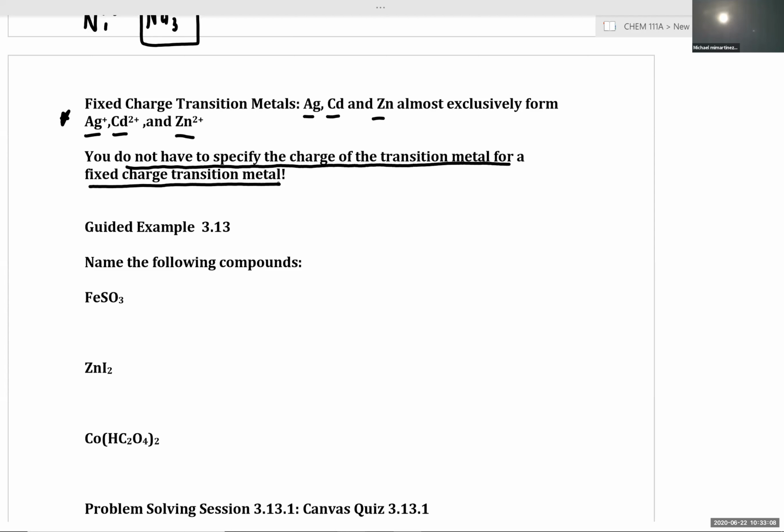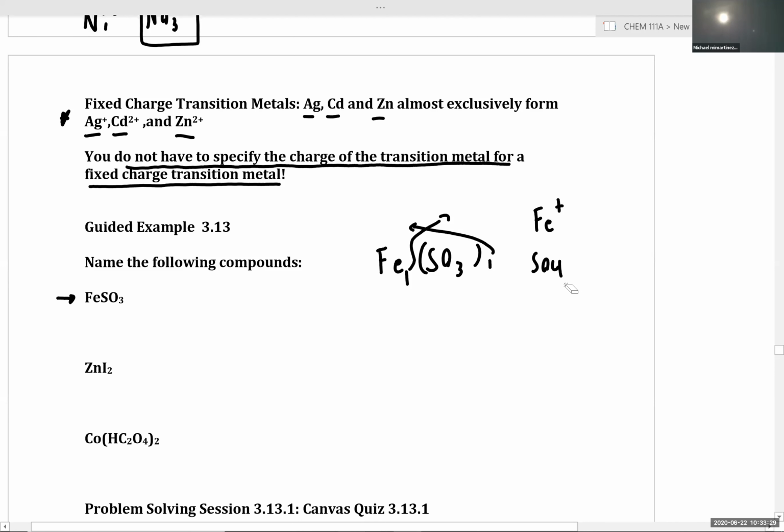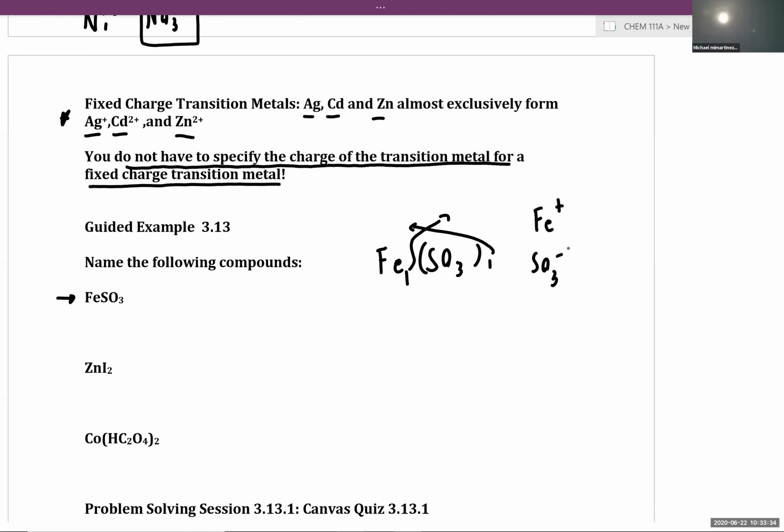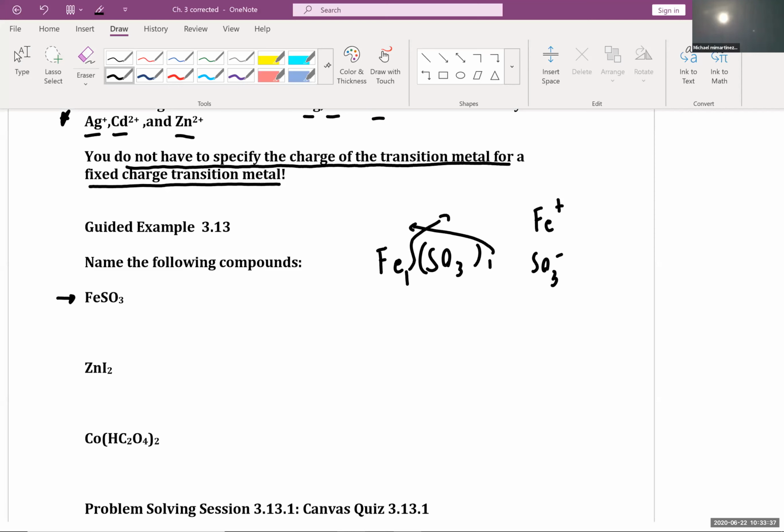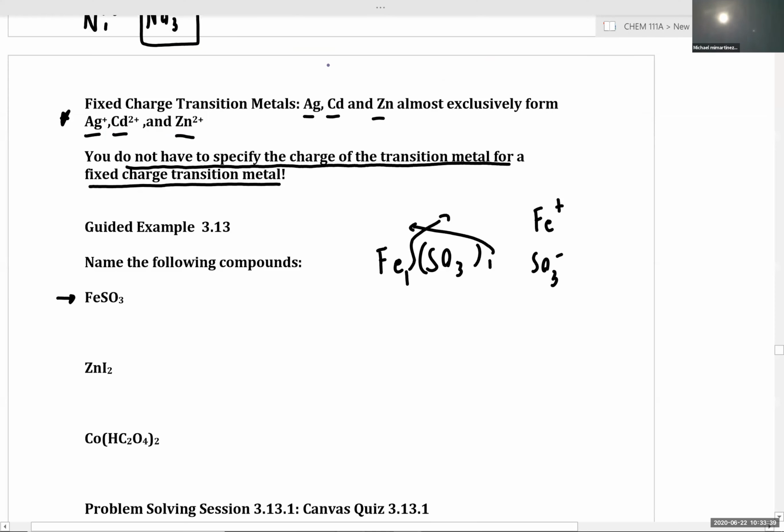Okay, so let's try and name the following compounds. First and foremost, we have to do some charge analysis. If we have Fe and SO3, we take our subscripts and cross them into the charge. That in turn gives us Fe+ and SO3-.